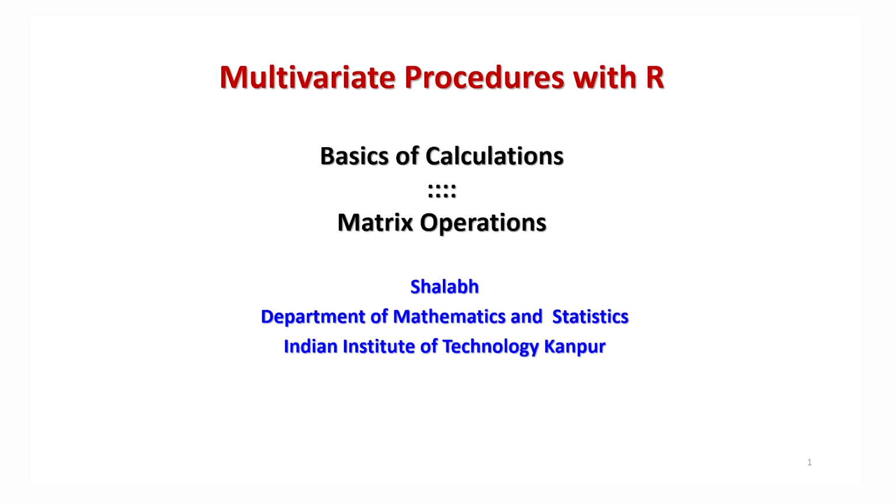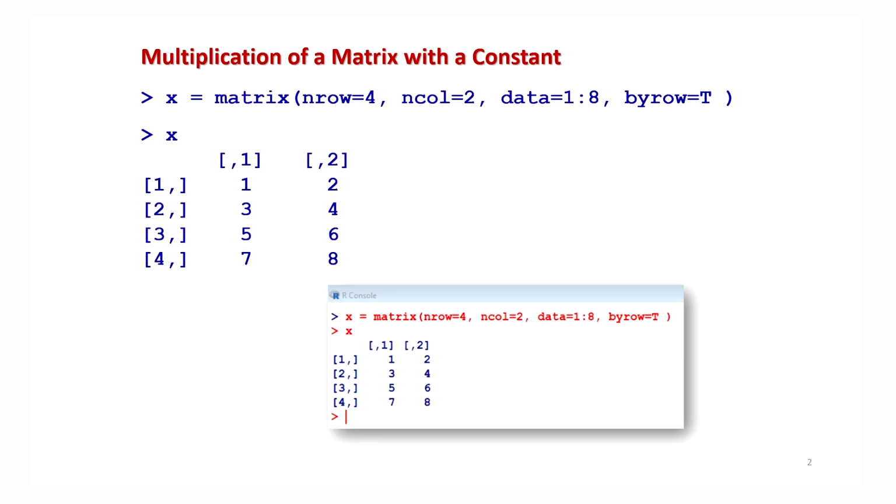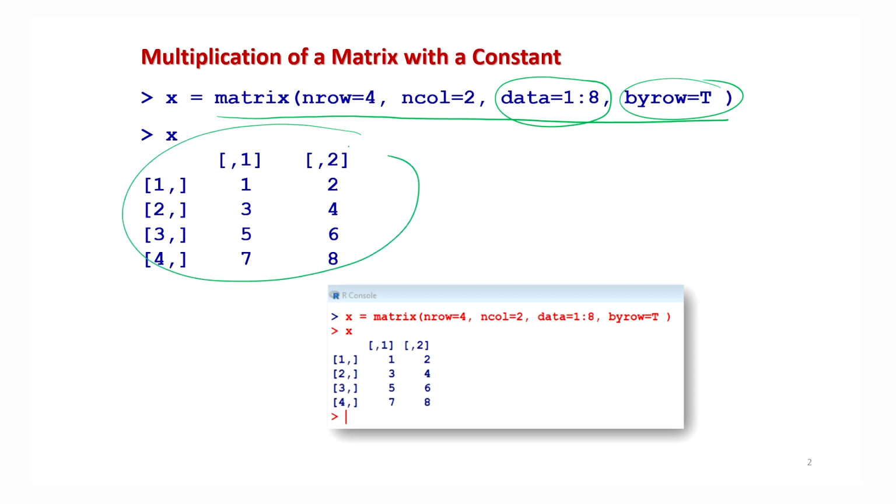First I take a very simple operation: multiplying a matrix with a constant. You will see that I will be using almost the same matrices which I used in the last lecture. So I create here a matrix of order 4 by 2, 4 rows, 2 columns, and the data here is 1 to 8, and the elements are arranged by rows. By rows means 1, 2 and then 3, 4, then 5, 6 and so on, right?